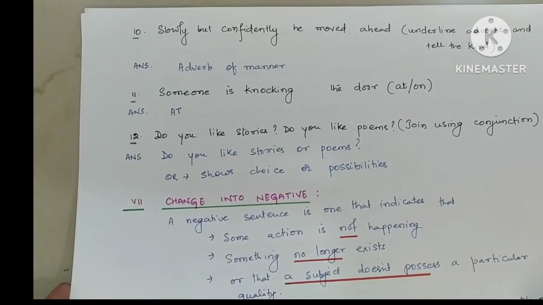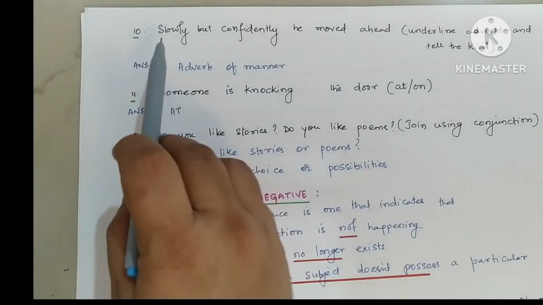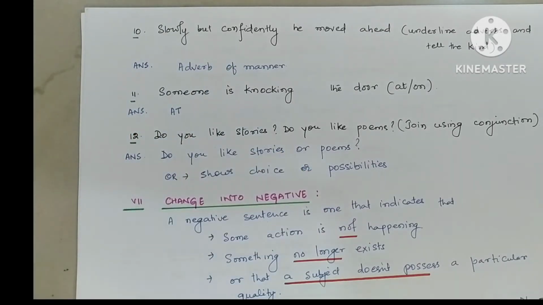Now, slowly but confidently he moved ahead. Underline the adverb and tell the kind. Now the adverbs over here are slowly and confidently. It is adverb of manner. Slowly and confidently. Kindly underline it, children.